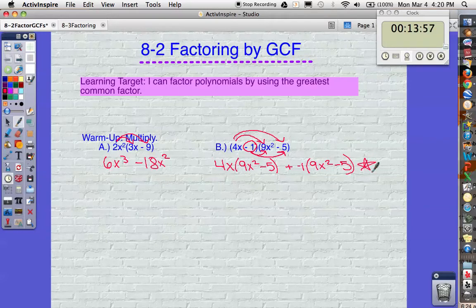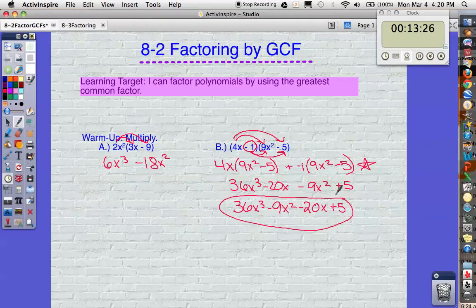So you could rewrite it if you wanted to, like 4x times 9x squared minus 5. And then you're going to distribute this negative 1 to both terms, and you have to take that negative with it. So it's going to be plus a negative 1 times 9x squared minus 5. We're going to come back to this idea later today in the notes, so please look at that. See, this is just another way to distribute, and now you would distribute to each one. We would have 36x cubed minus 20x minus 9x squared plus 5. Combine your like terms. We don't have any. Just put it in standard form: 36x cubed minus 9x squared minus 20x plus 5.